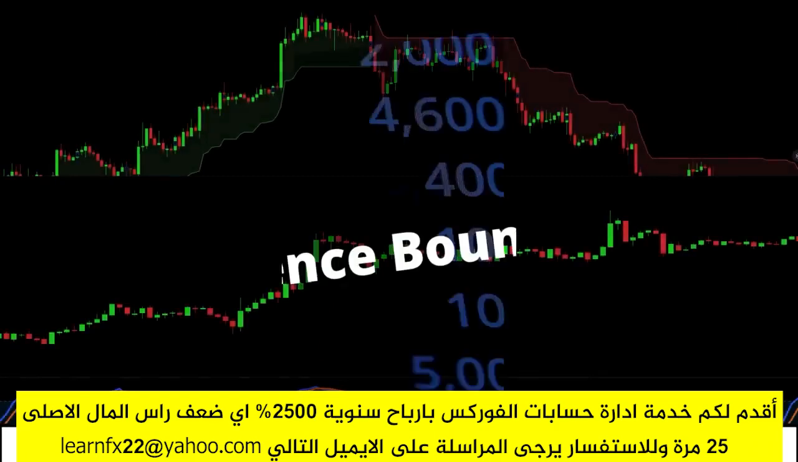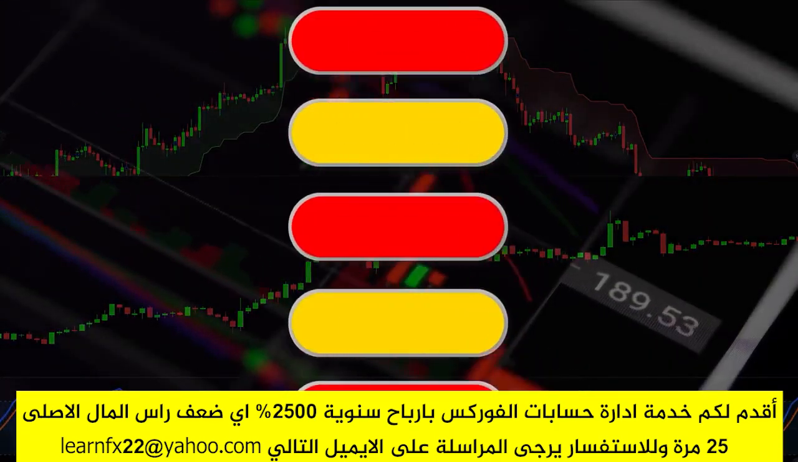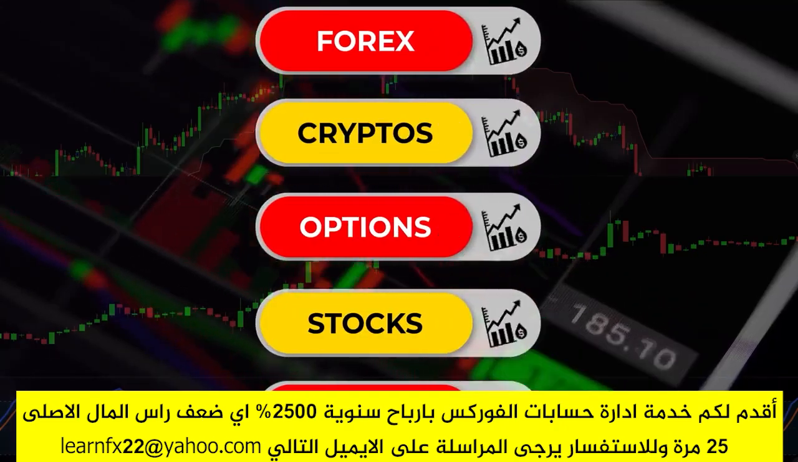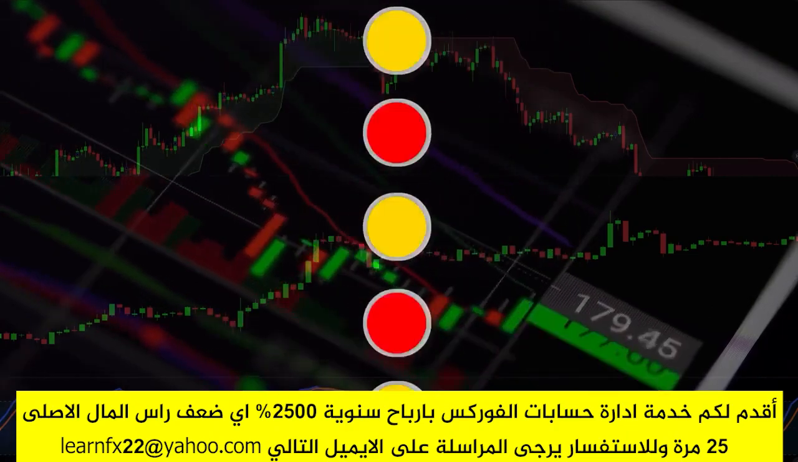I call this system the Benz Bounce. And like most trading systems, it can be adapted to Forex, crypto, options, stocks, indices, or any instrument that has significant volume and market participants.